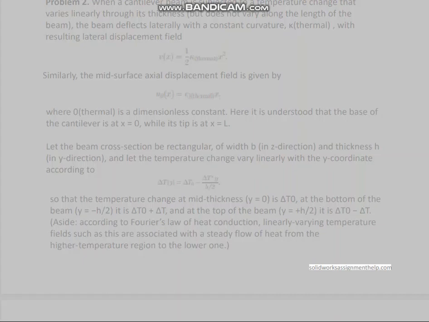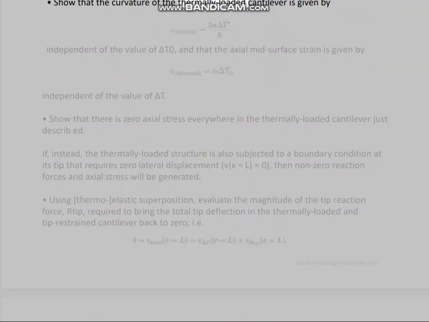Show that the curvature of the thermally loaded cantilever is given by the expression, independent of the value of delta T0, and that the axial mid-surface strain is given by the expression, independent of the value of delta T. Show that there is zero axial stress everywhere in the thermally loaded cantilever.